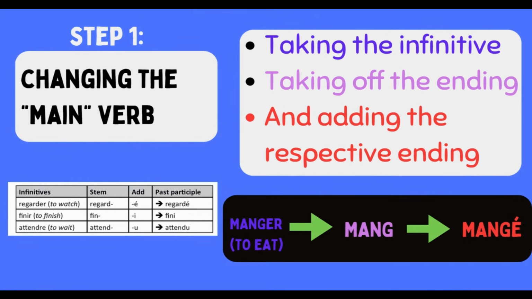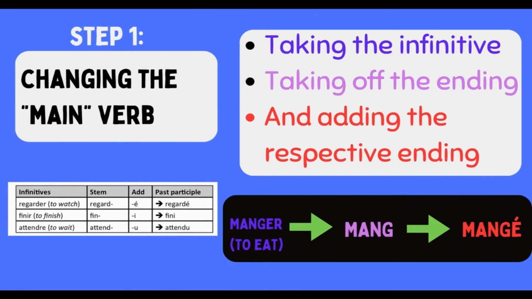So let's look at the different steps of using the perfect tense. So firstly, step 1 is changing the main verb. If you wanted to say, I ate yesterday, the main verb is to eat. So you're going to take the infinitive, to eat, manger, and you're going to take off the ending. So either er, ir, or re. So the ending here is er. So you take that off, and then you add the respective ending.